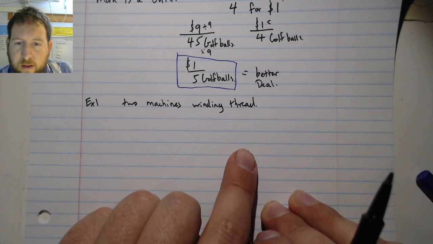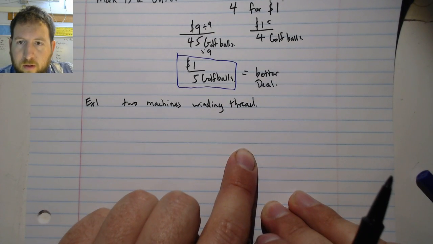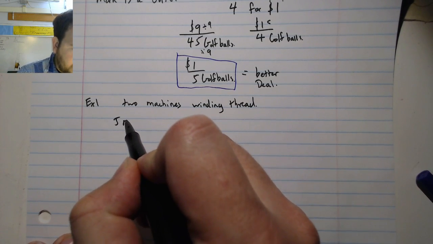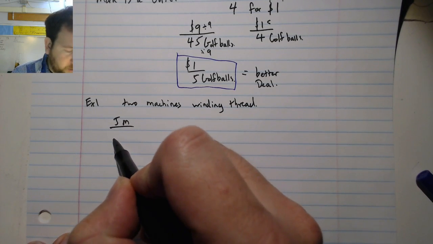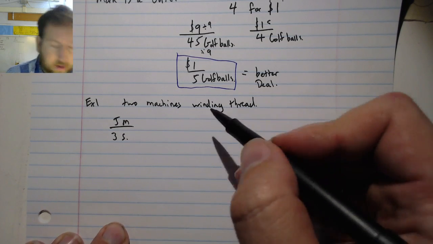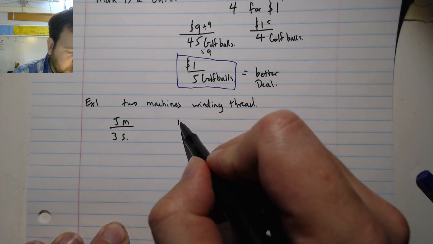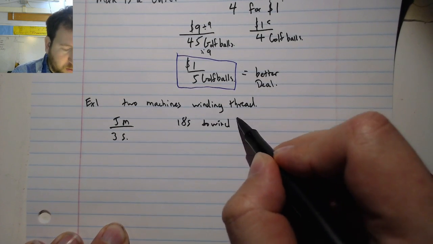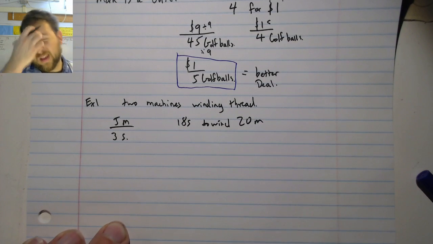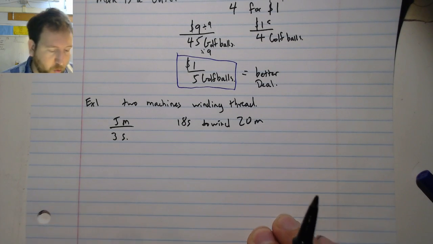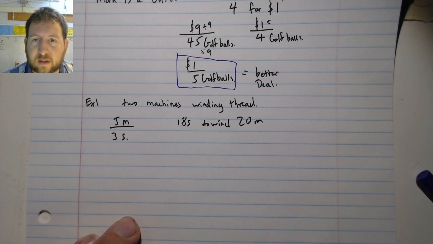The idea is we're going to see that one machine winds 5 meters every 3 seconds. The other machine takes 18 seconds to wind 20 meters. Now, the first thing I want to do is make sure that my units are the same and that I have them both organized. So let's make sure that we do that.